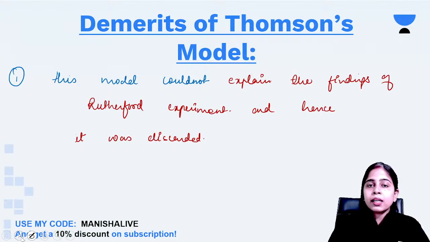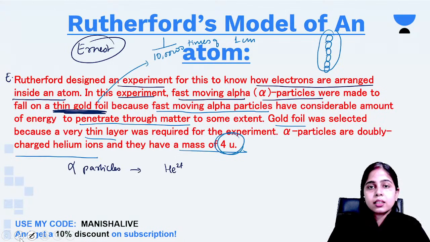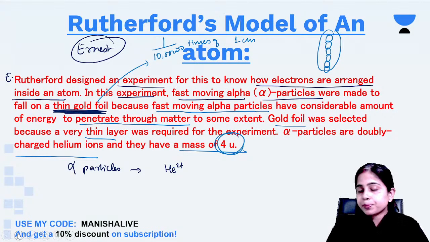The demerit was that the model could not explain the findings of Rutherford's experiment, and hence it was discarded. Again we studied about that.